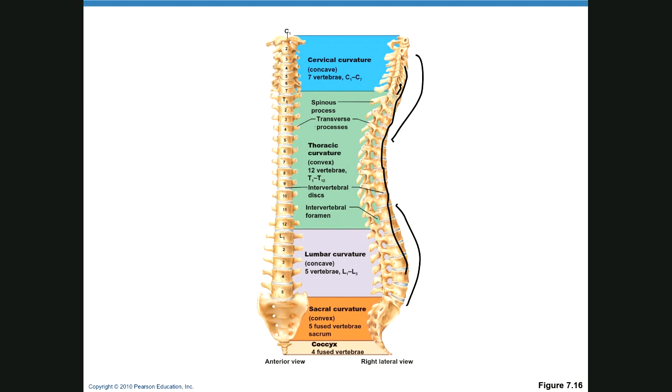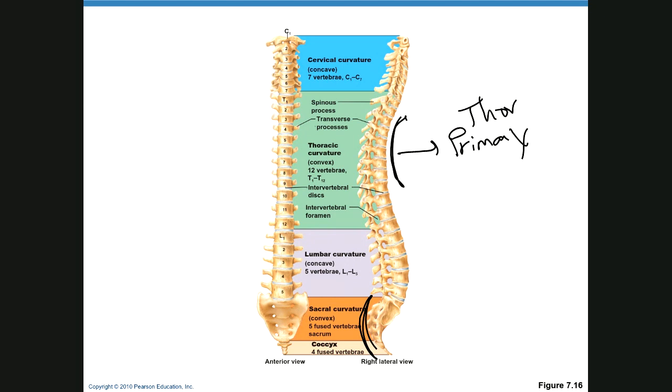Sacral curvature over here. Let me go ahead and erase. Okay, so we have thoracic curvature right here and sacral curvature right here. Those are the two curvatures that we're born with, and therefore they're called primary curvatures. And that will be thoracic. And down here, sacral curvature.